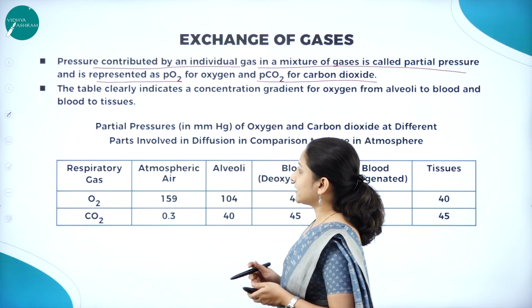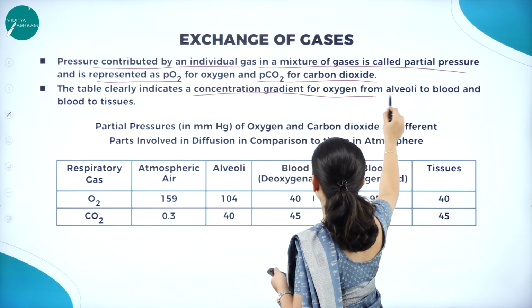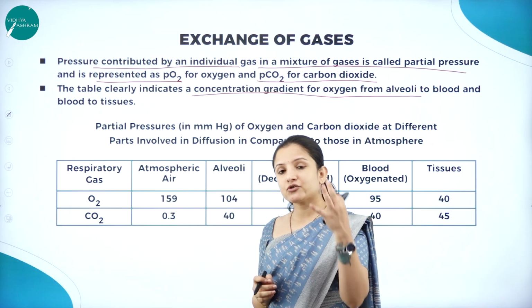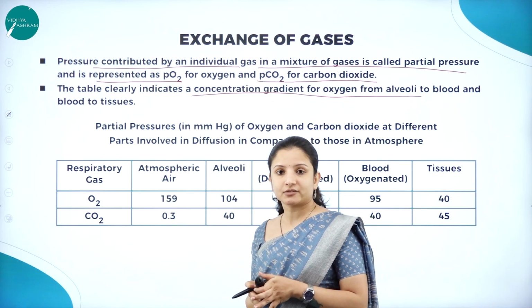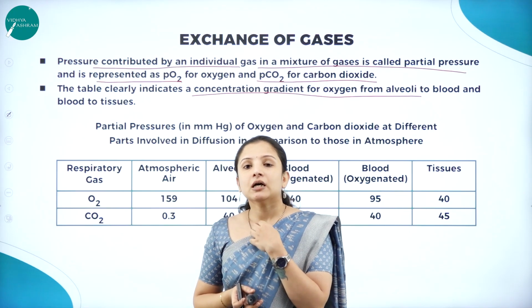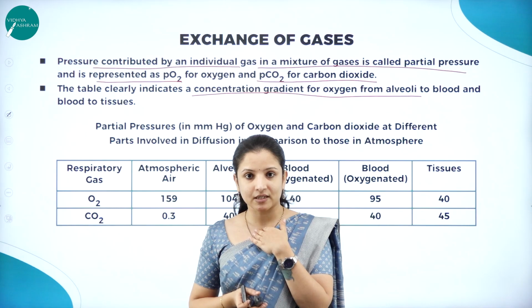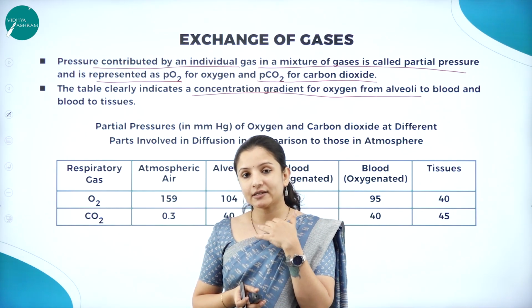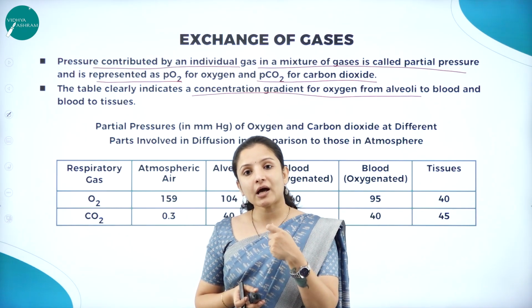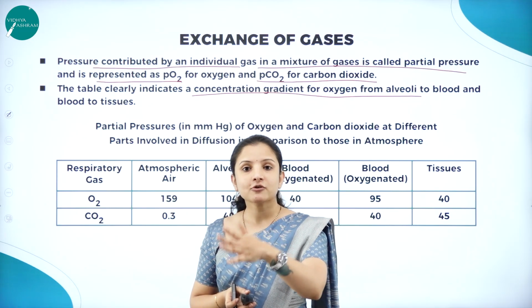Here there is a table which clearly indicates the concentration gradient for oxygen from the alveoli to the blood and then to the tissues. That is true, right? We take in oxygen. What happens there? A partial pressure of oxygen is created. A pressure gradient is created. When that pressure gradient is created, what happens? From the alveoli, the oxygen will be carried by the blood to the tissues.